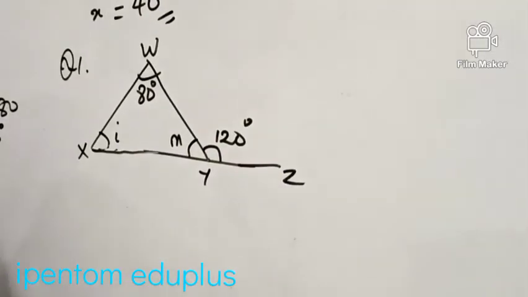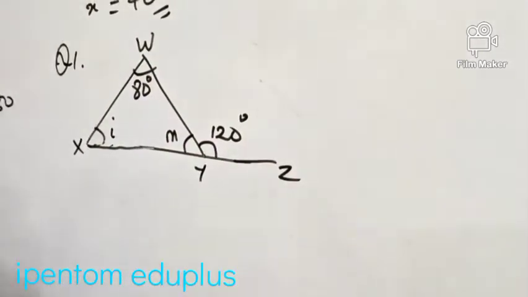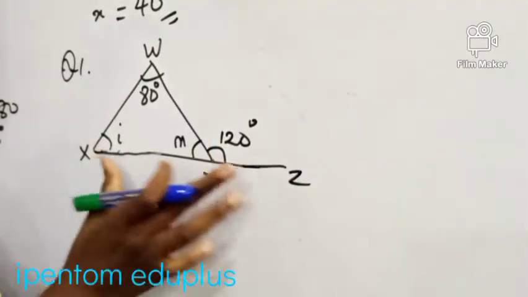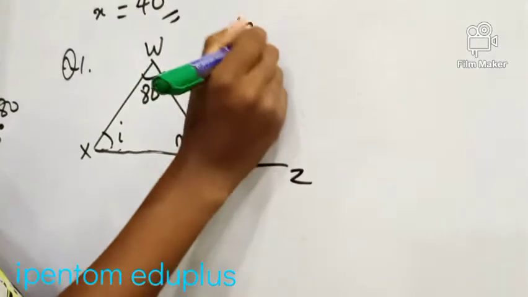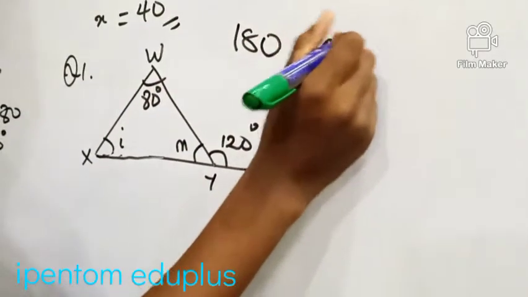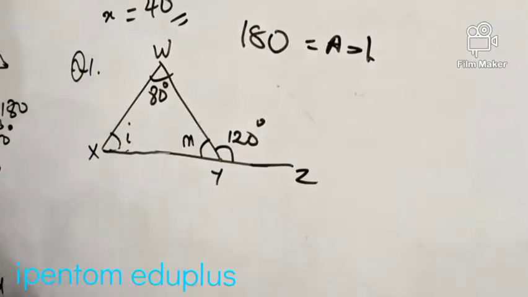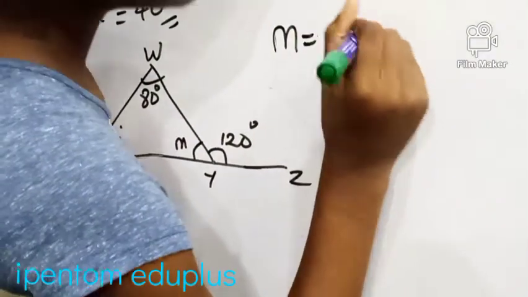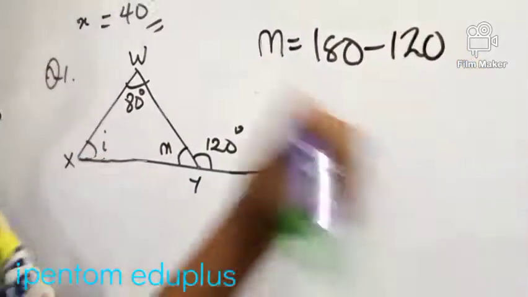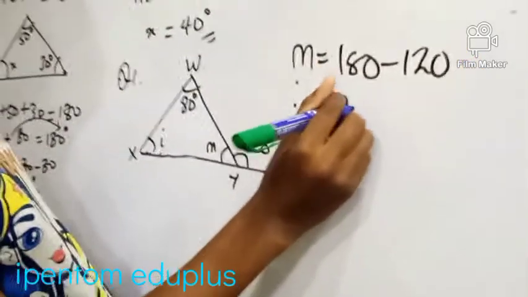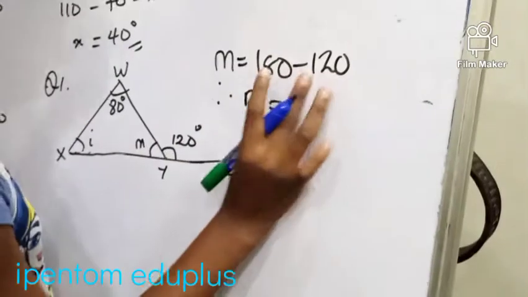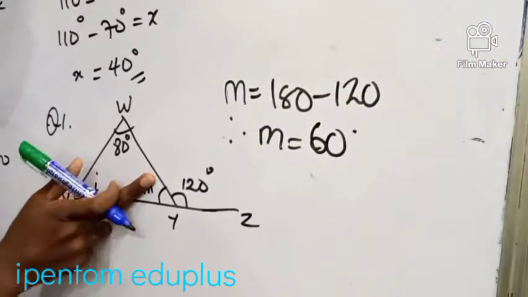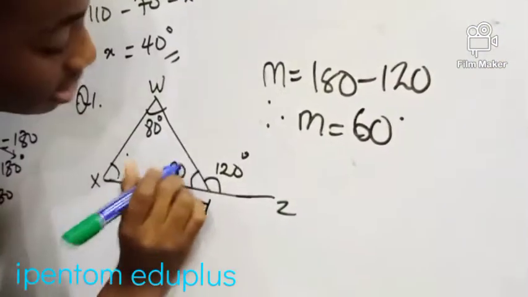Question: find angles I and M. So if you want to find angles I and M, first we start with M. Angles on a straight line is equal to 180. So since angles on a straight line is equal to 180, you simply do M is equal to 180 minus 120. Therefore, M is equal to 60 degrees.